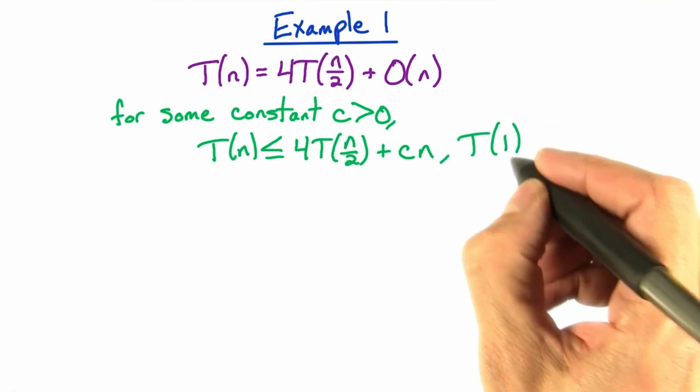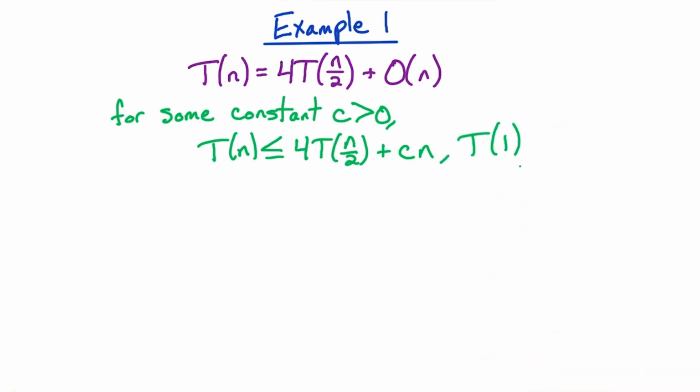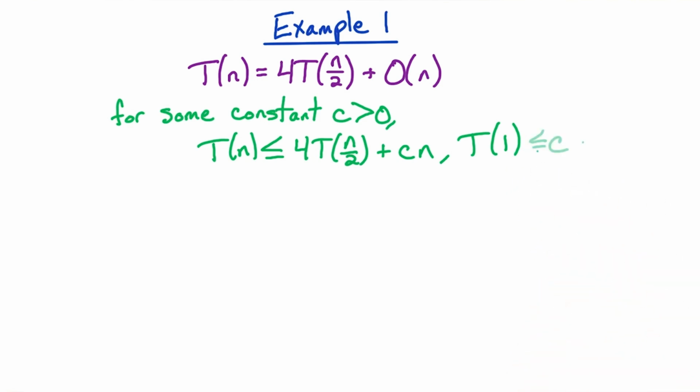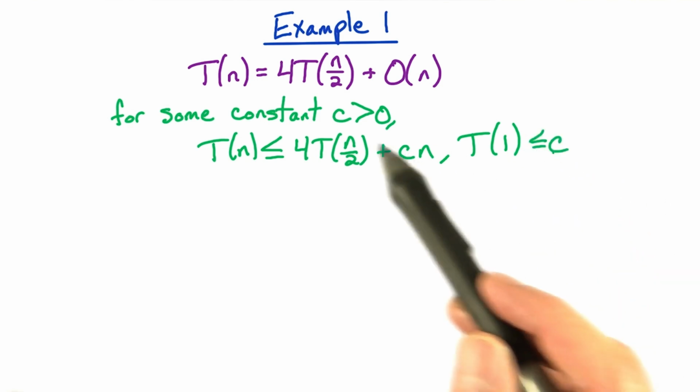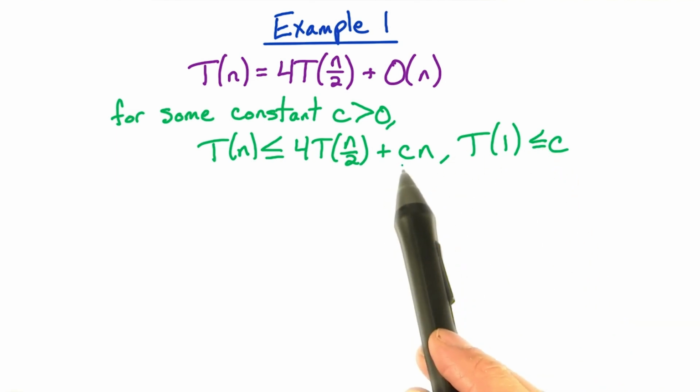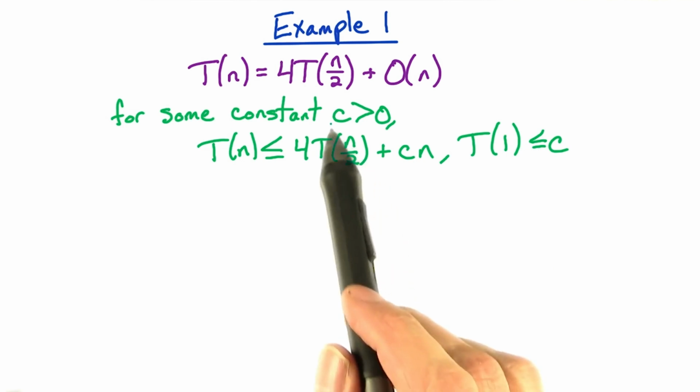We also have the base case. Let's say the base case is of size 1. Since the input is of size 1, it must solve in O(1) time. So we can replace that O(1) by a constant c. And notice we can use the same constant c for both of these by taking the max of these two constants and calling that c.